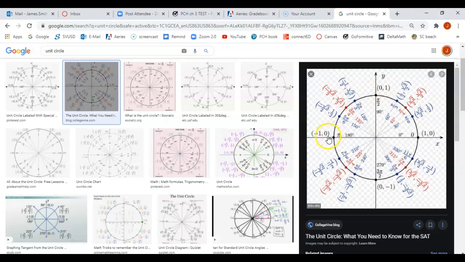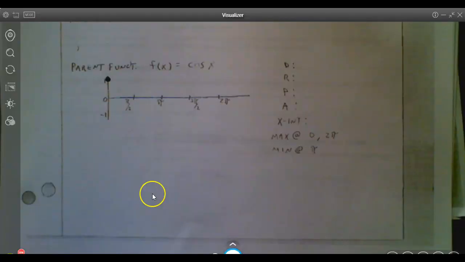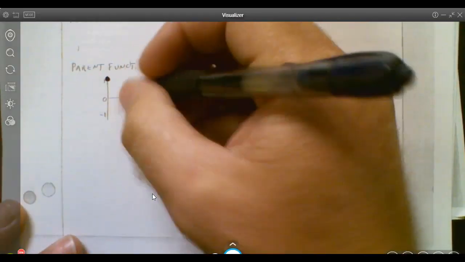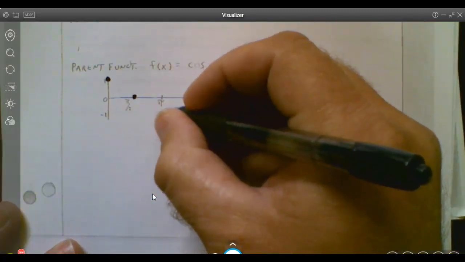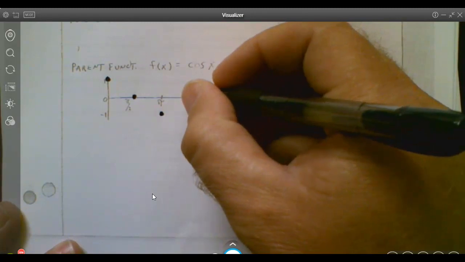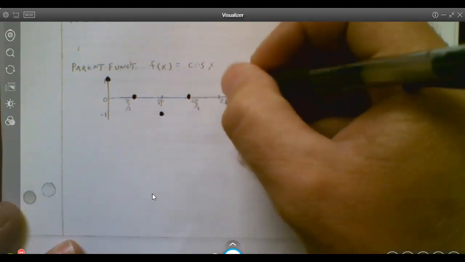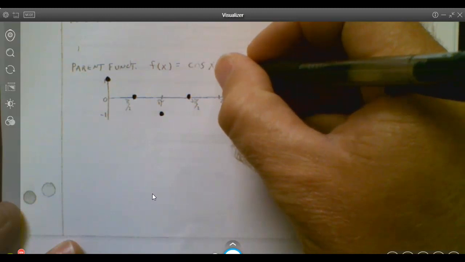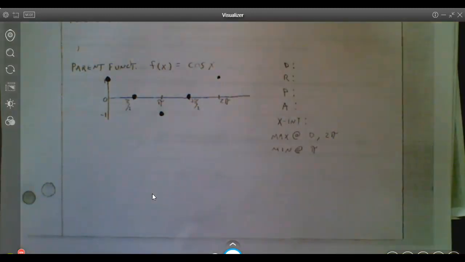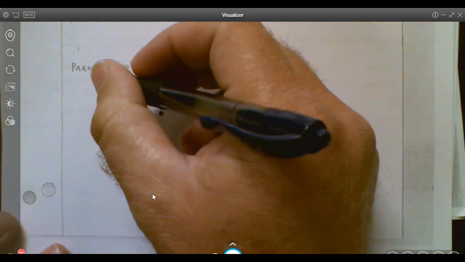As I get to pi, my x-coordinate is negative 1. At 3 pi over 2, we're at 0. And then as I complete one full circle, one full period, we are back to 0, 1. And that completes one full period for the cosine function. So we saw at pi over 2, the x-coordinate was 0. At pi, it was negative 1. 3 pi over 2 put us back to 0. And at 2 pi, we're back up to positive 1. So that completes one full cosine function.